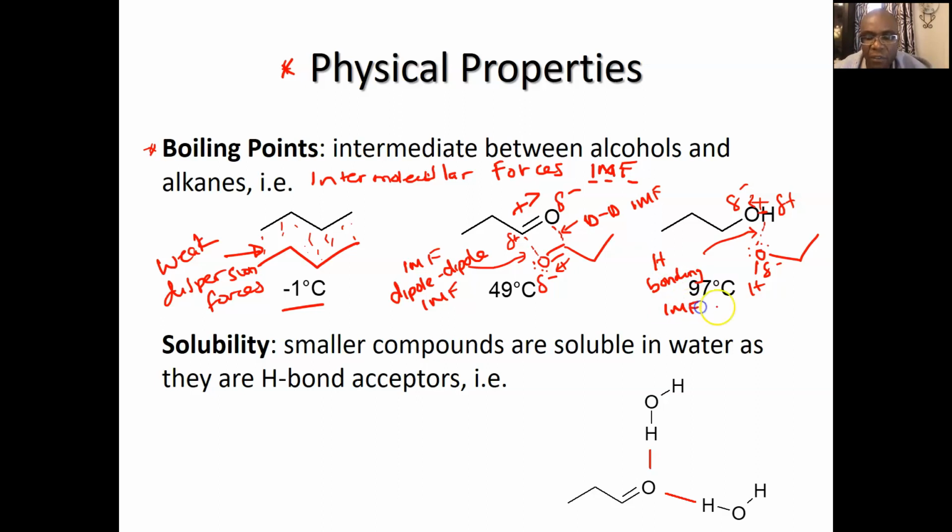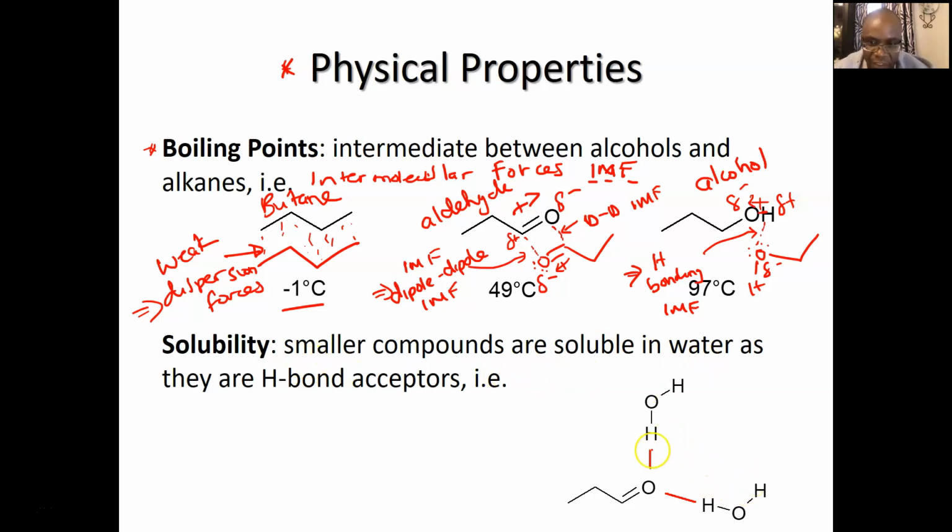Now, you know hydrogen bonding, according to chapter 1, is stronger than dipole-dipole. Dipole-dipole is stronger than London dispersion forces. That's why alcohols will have a higher boiling point than their corresponding aldehydes. See, 3 carbon, 3 carbon, and of course these two guys will have higher boiling points than alkanes. For example, here we have butane. Smaller compounds are soluble in water.